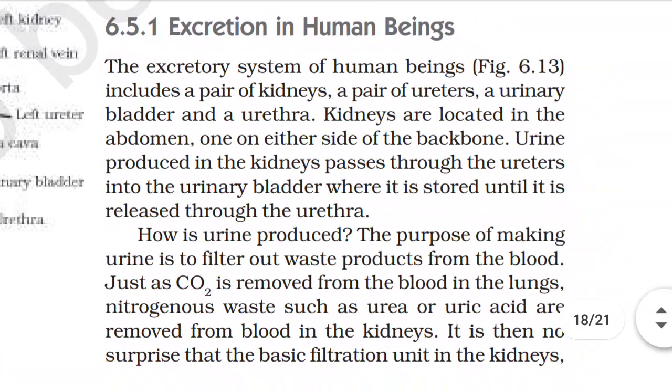Excretion in human beings. The excretory system of human beings includes a pair of kidneys, a pair of ureters, a urinary bladder, and a urethra. Kidneys are located in the abdomen on either side of the backbone. You must have heard people saying, "kidney to peeth mein hoti hai." It is because it is on either side of the backbone, that is the vertebral column.